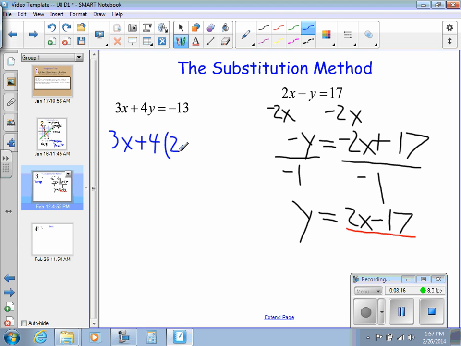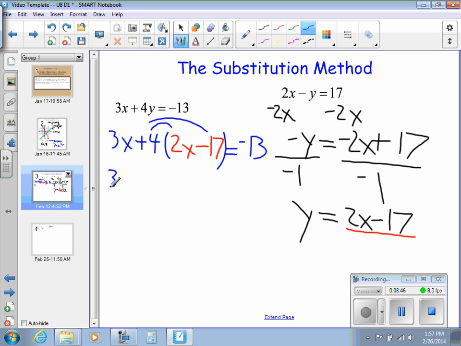In fact, let me change the colors here just to make it clearer. 2x minus 17. We'll go back to the blue, equals negative 13. Okay, so now I just need to solve this equation to find out what x equals. So I'm going to distribute.